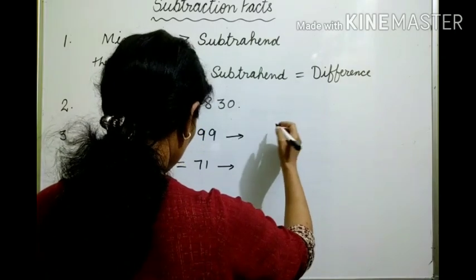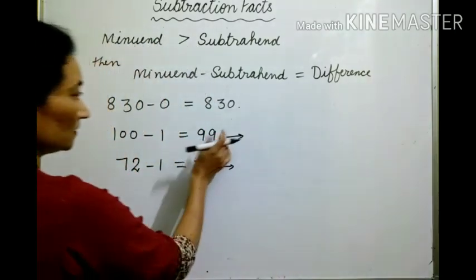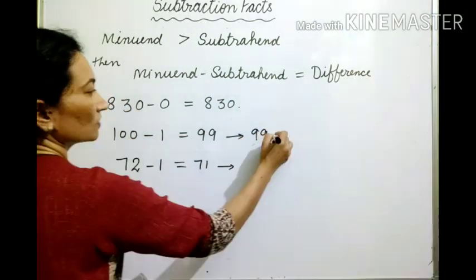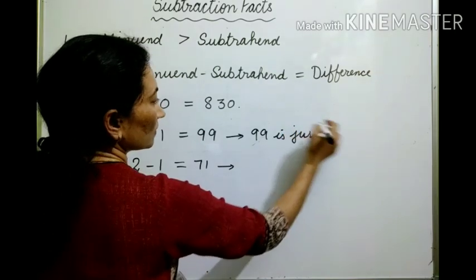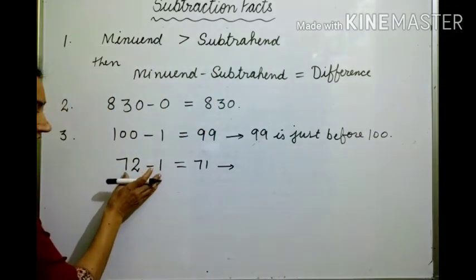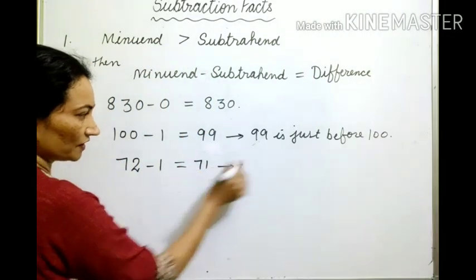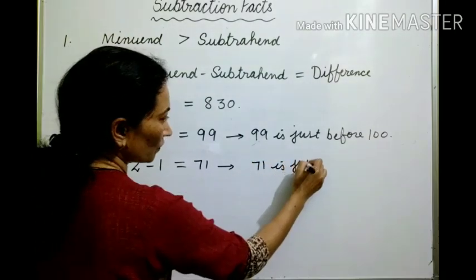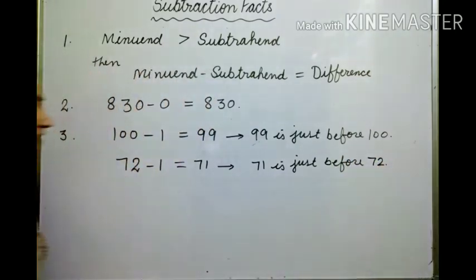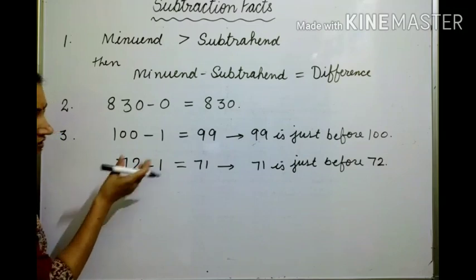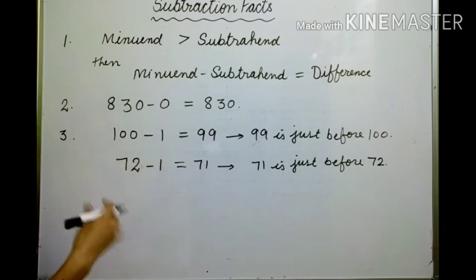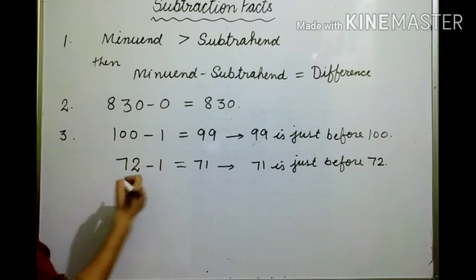if we subtract 1 from 100, 99 is just before 100. If we subtract 1 from 72, we are getting 71, and 71 is just before 72. This is for a 3-digit number, this is for a 2-digit number, and if we apply this to more digits, 3, 4, 5 digits, then it will be the same.